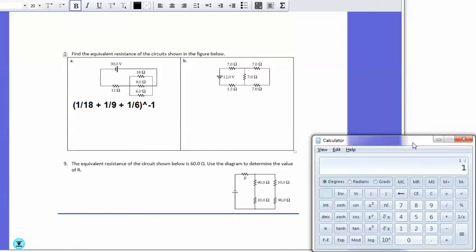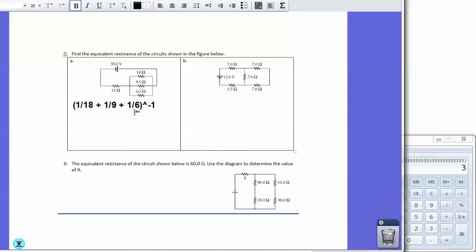1 over 18 plus 1 over 9 plus 1 over 6. That's going to be that number, 0.33. So when I take the reciprocal of that, I'm going to get 3. So that means that this particular resistance right here is only 3 ohms, okay? Now that's the parallel portion, right?